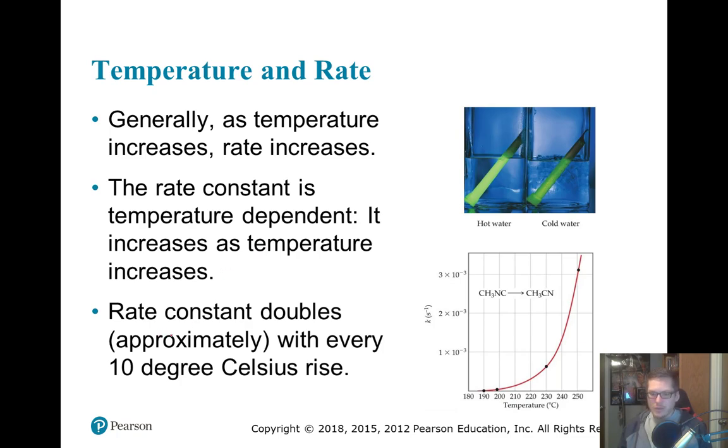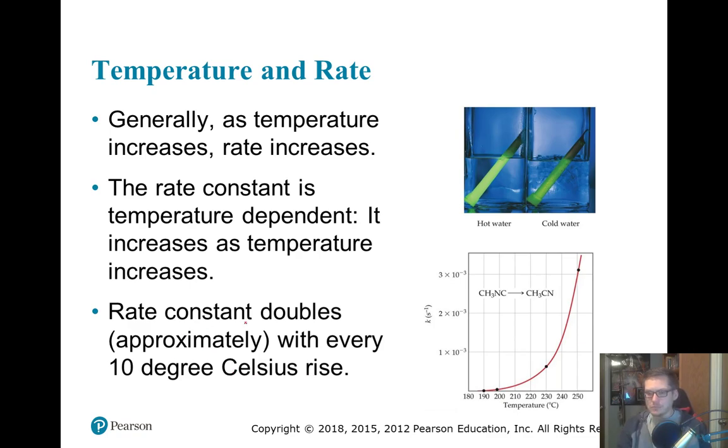It's kind of interesting. It follows a logarithmic pattern: you can predict that a 10-degree Celsius rise roughly doubles your rate constant. So every 10 degrees Celsius, your rate constant pretty much doubles, which is pretty fascinating.